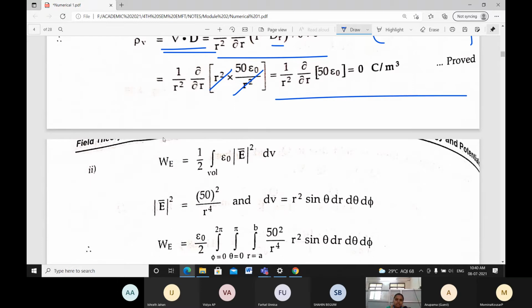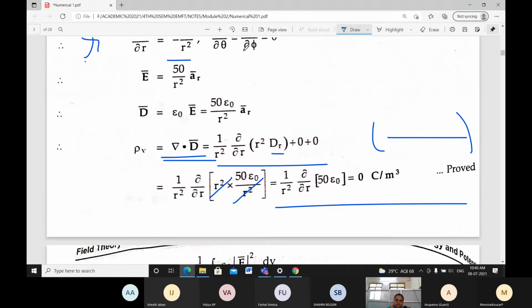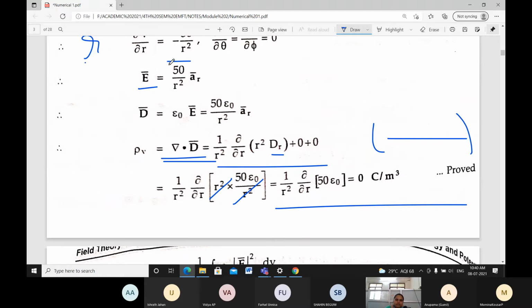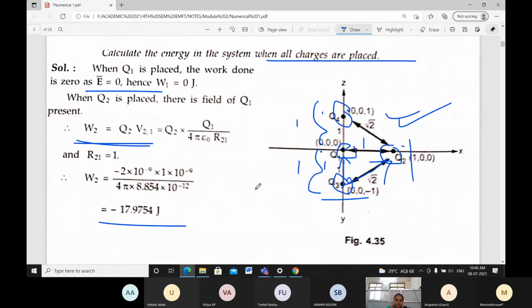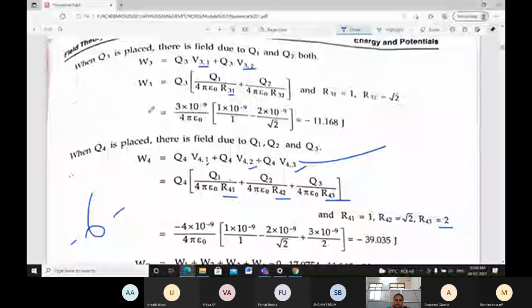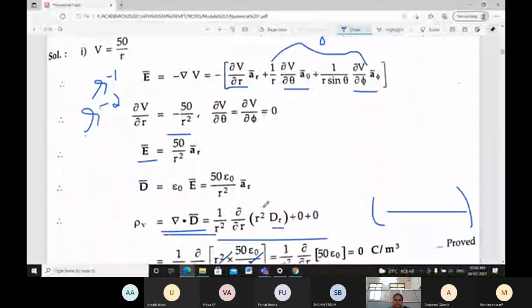Then the second one, WE is going to be 1 by 2 integration over volume of epsilon naught times E square. We already calculated what is our E, right? From this, take 50 divided by R square, that squared, right? If I want the mod of that, then the square root of this, again the square and square root cancel off. Remaining will be 50 square divided by R raised to 4 only. Same as in the previous case, how we did with the distances, right? The same thing is done here.